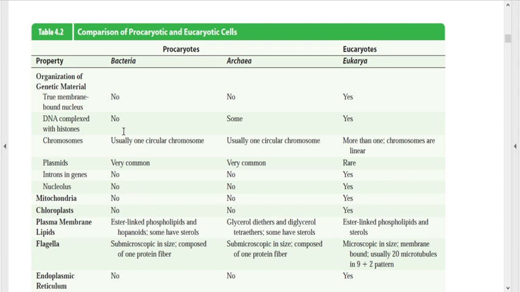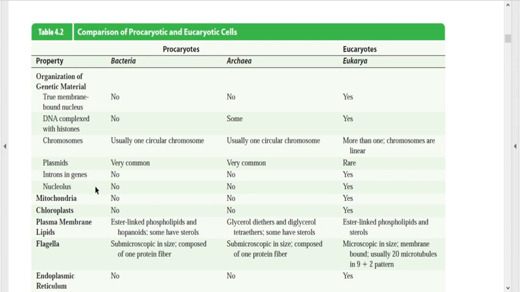Okay. Next, in bacteria and archaea the DNA is not complexed with histone, but in eukaryotes DNA is complexed with histone protein. Chromosomes in bacteria are usually one, and the chromosome will be circular in shape. This is the same for archaea, but in eukaryotes there will be more than one chromosome, and the chromosomes will be linear. Next, plasmids are very common in bacteria and archaea, but very rare in eukaryotes. In bacteria and archaea there are no introns in genes, but in eukaryotes you can find a huge amount of introns.